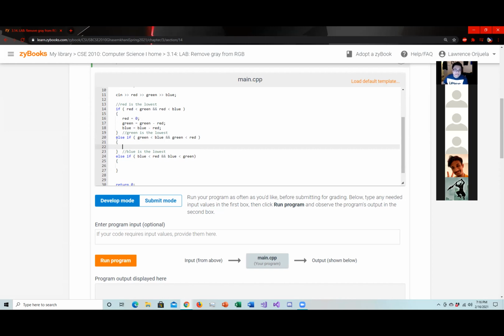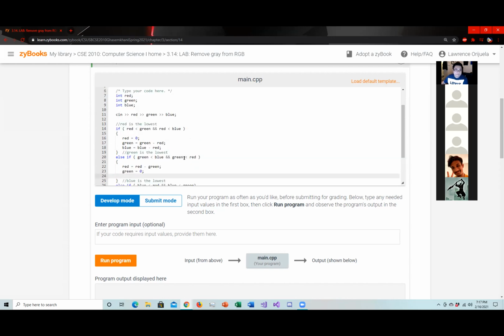So in this scenario where green is the lowest, we have to subtract green from each of the three values. So red equals red minus what? Minus green, right? And then green equals 0. Wait, pardon me. I don't think the first one would work though.